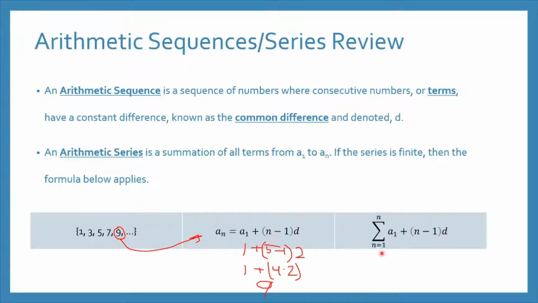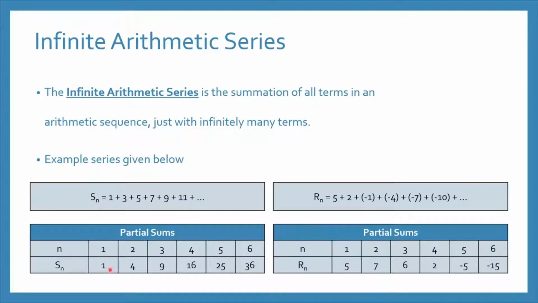This is just saying we're going to take all the terms that were found with this formula right here, from the first term, which is n equals 1, up to the nth term, and then we're going to add them all together. So to look a little bit more at the infinite arithmetic series, it's similar to an arithmetic series, except there's infinitely many terms in the summation of the sequence. We're not stopping at the nth term, we're not going to 10 terms, 20 terms, we're going to infinity.